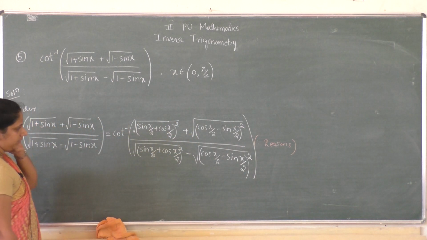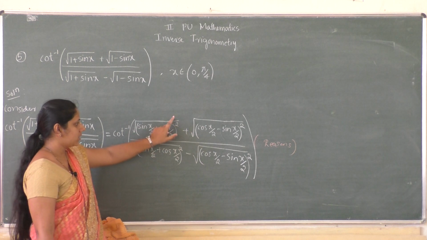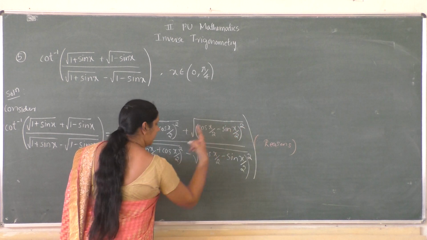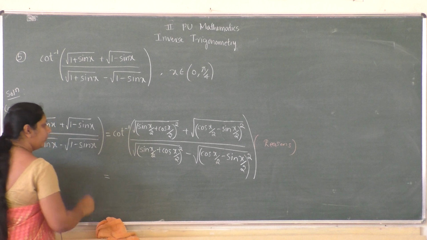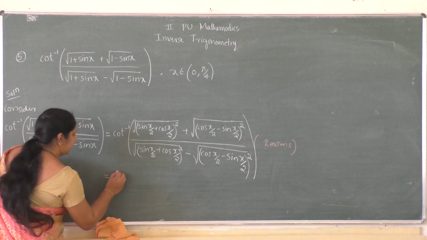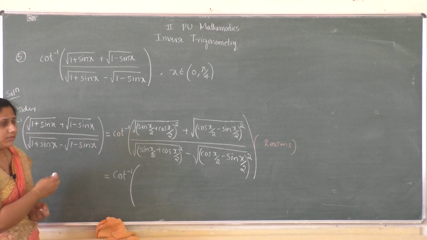Now see the first term. It is root of some number square. So the square and square root get cancelled. Similarly here also, square root and square cancel. So in all the four terms, the square root cancels with the square. So what is the remaining term? It is cot inverse of, what is the first term?